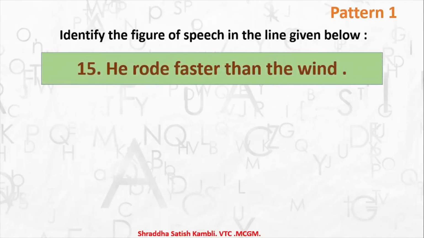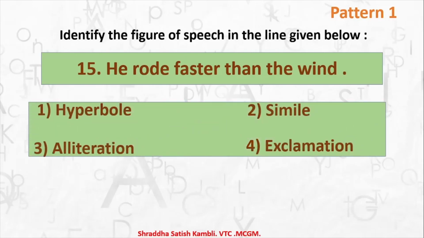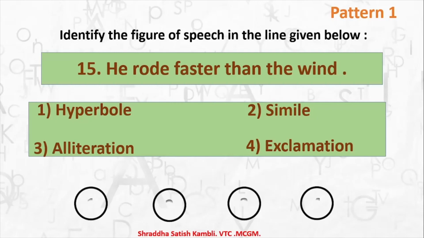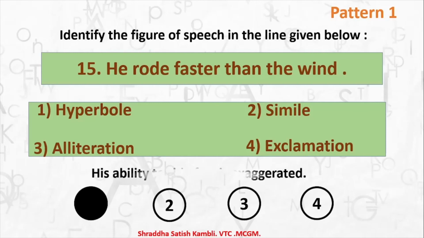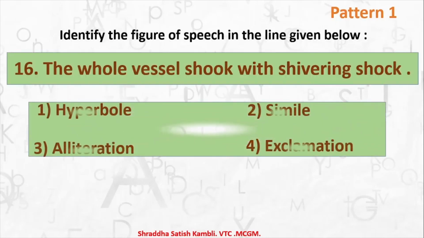Example number 15. He rode faster than the wind. Here also there is a little bit of exaggeration. So what will it be? It will be option number 1, hyperbole. Why? Because his ability to ride fast is exaggerated. Okay? Coming to the next example, example number 16.